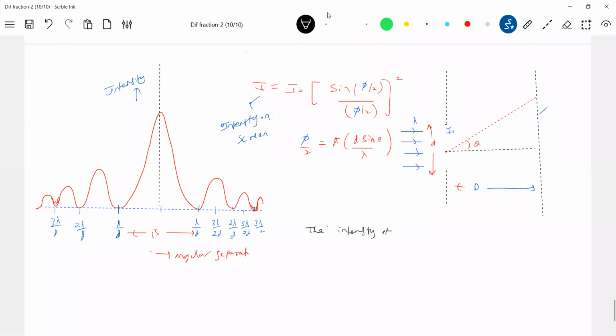I'll put a statement like this: the intensity of secondary maxima relative to the intensity of central maxima.